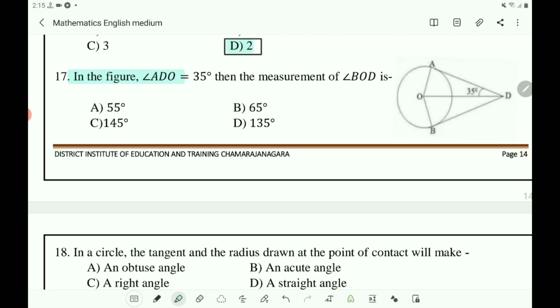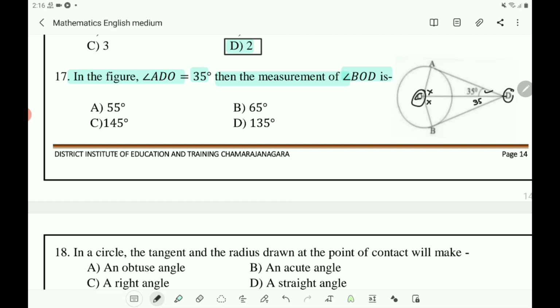In the figure, angle ADO equals 35 degrees. Then the measurement of angle BOD is. Here, what is asked is angle BOD. Here you know that the tangents are equal and equally inclined to the line joining the center and the external point. So these two angles are equal. What is the measurement of this angle? That is also 35 degrees.